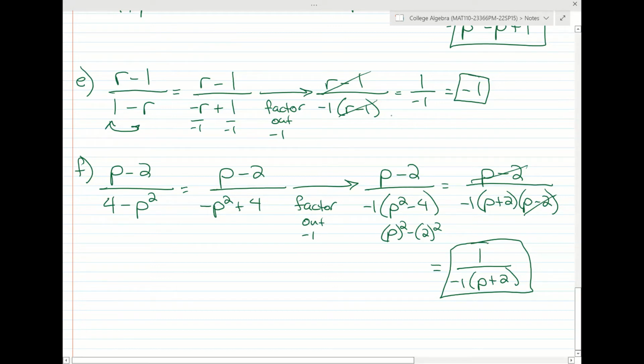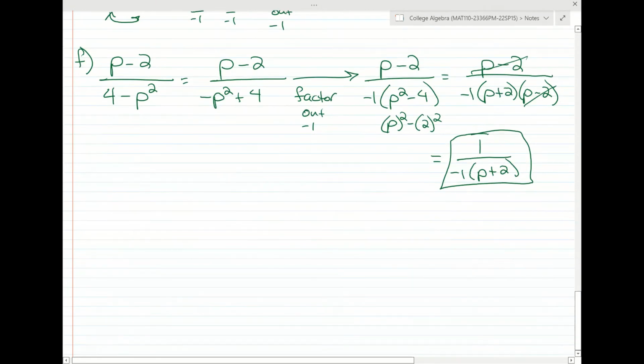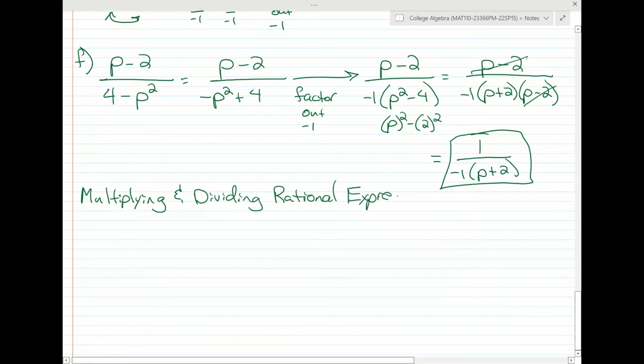I want to show you one more topic before we finish out tonight. The last topic is on multiplying and dividing rational expressions. Similar to what we just did, but there's going to be a combination now.